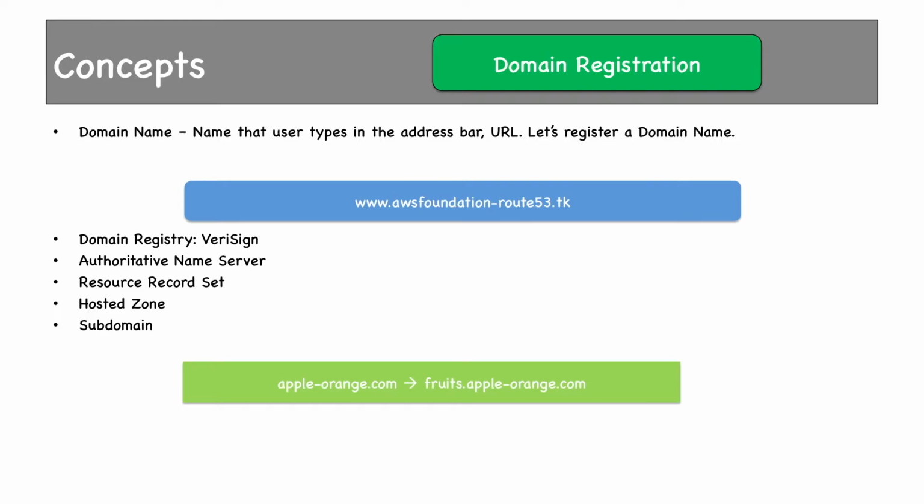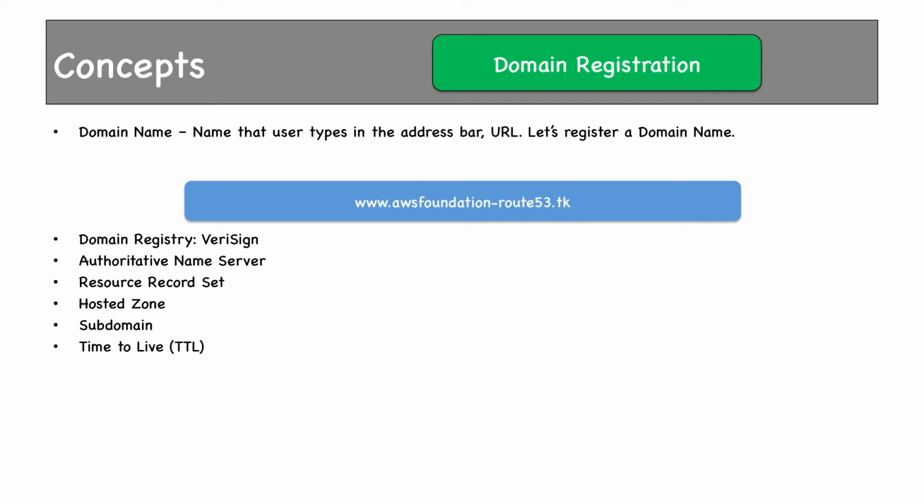One very important thing to note: appleorange.fruits.com would not be a subdomain of appleorange.com. To be a subdomain, the main domain should always be preceded by the subdomain name. Like in this case, fruits is ahead of appleorange.com, separated by a dot. Finally, we have TTL or time to live. We have already discussed TTL in our pre-talk.